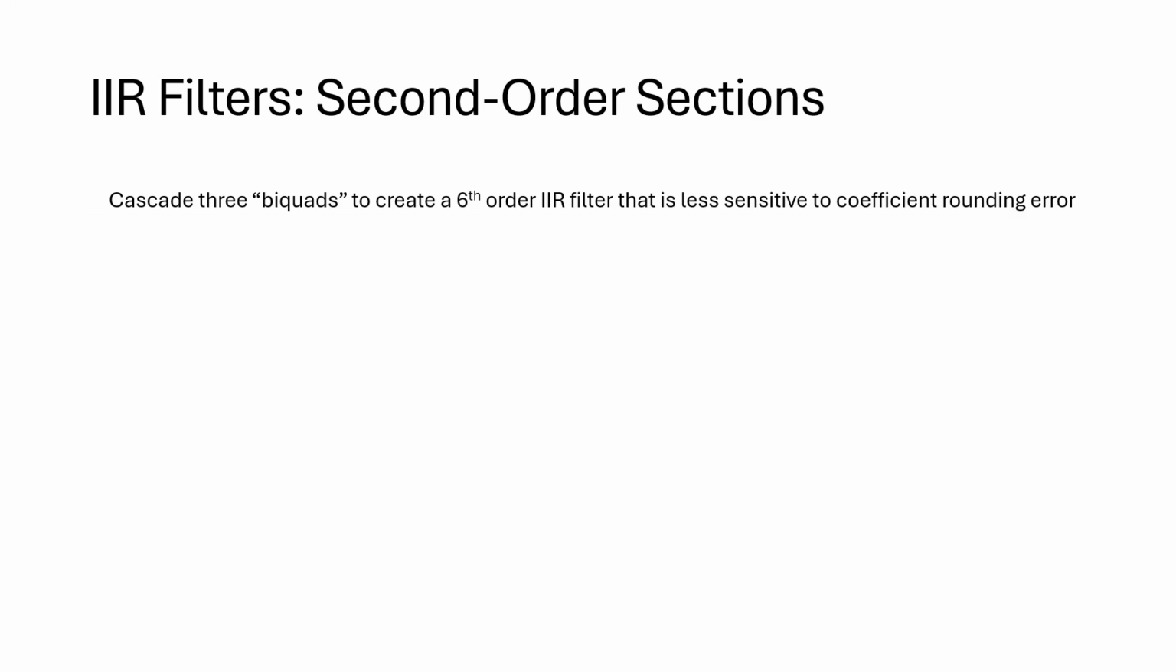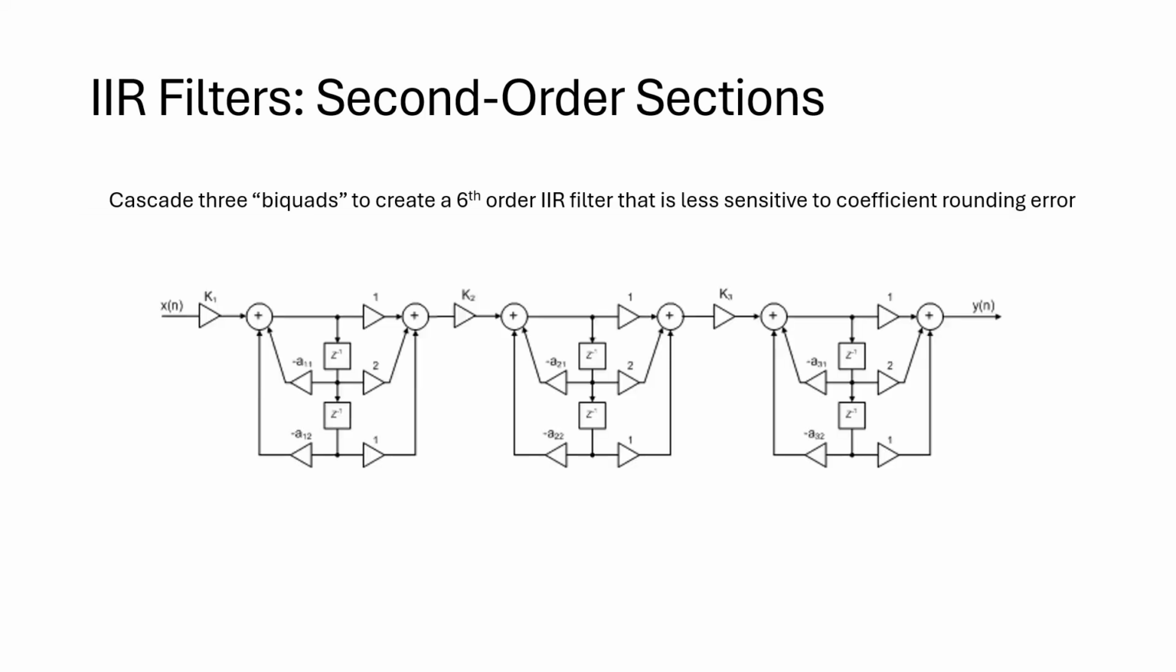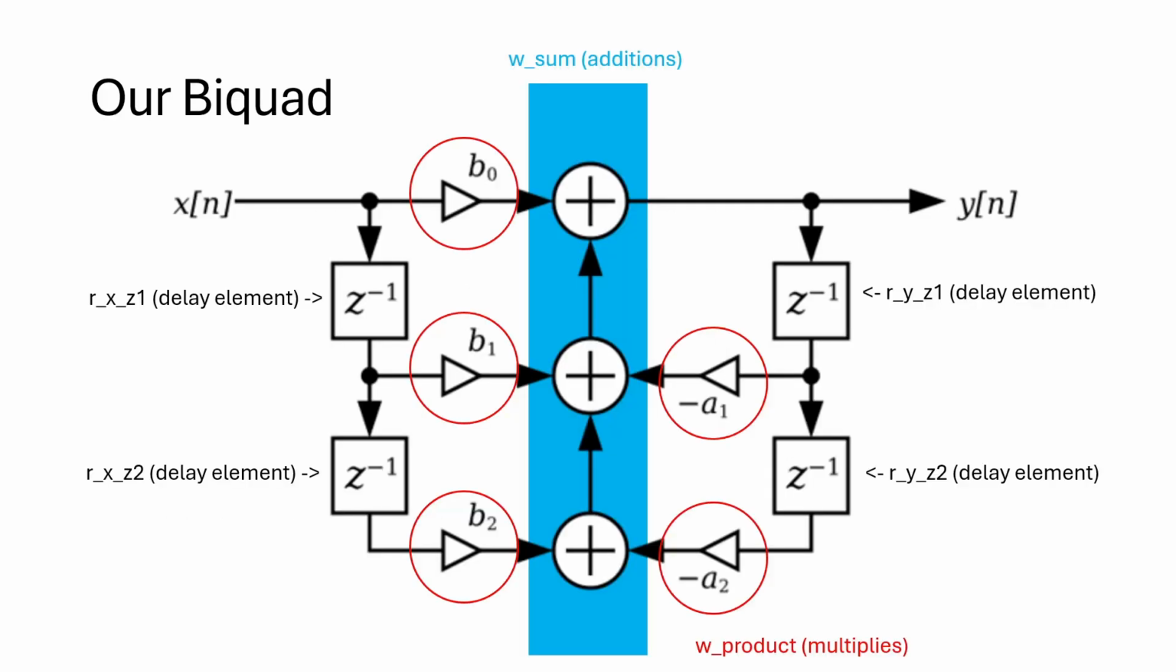So this is showing the cascading or the combination, and there are multiple ways to combine them, but this is one way. You could cascade the second order sections, or the biquads, together to create a higher order filter. Note the picture is not direct form 1. So this is going to be our biquad that we create.